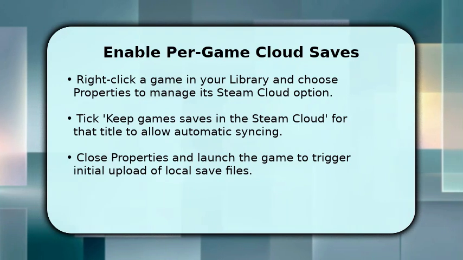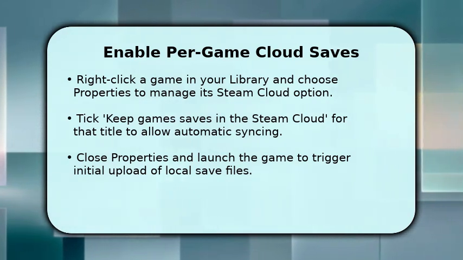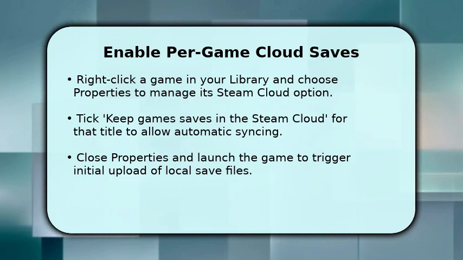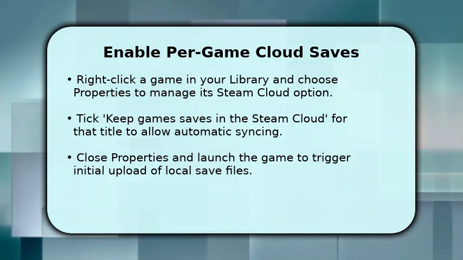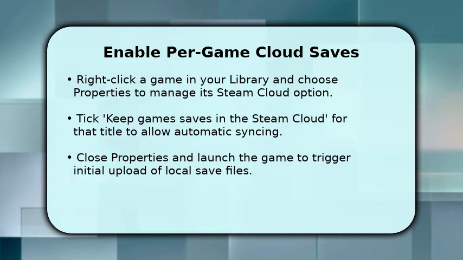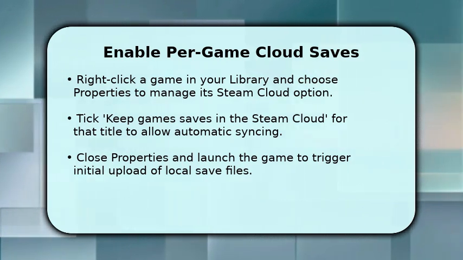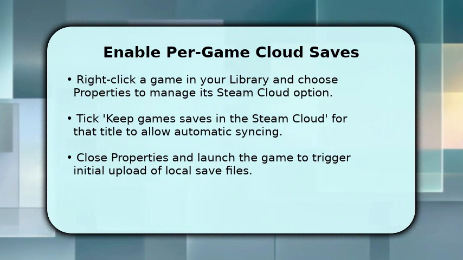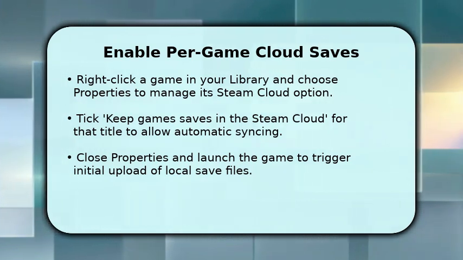Right-click a game in your library and choose Properties to manage its Steam Cloud option. This overrides the global setting for that title. In the General tab, tick Keep Game Saves in the Steam Cloud for that title, so Steam will upload and download saves automatically across devices.